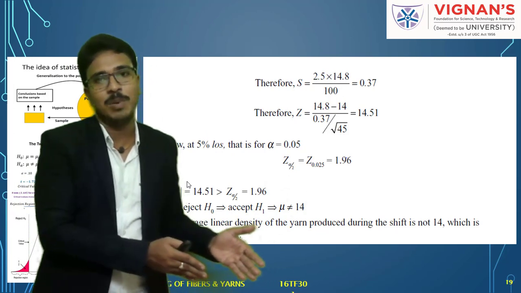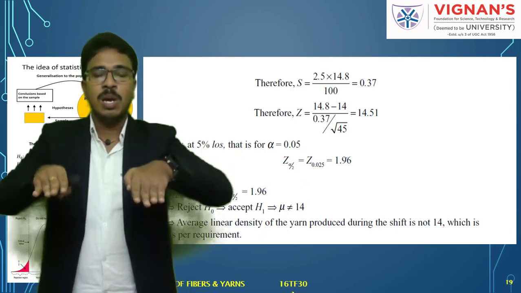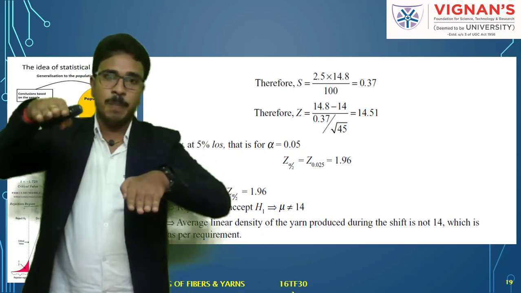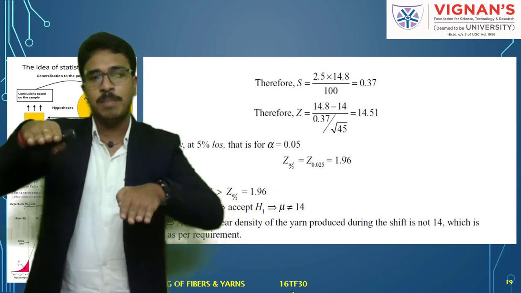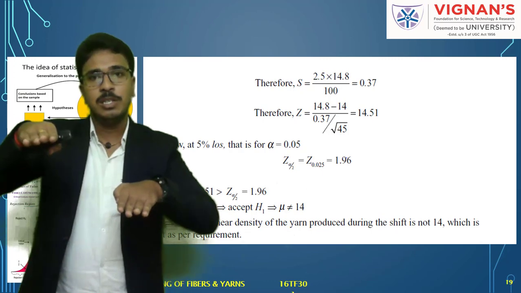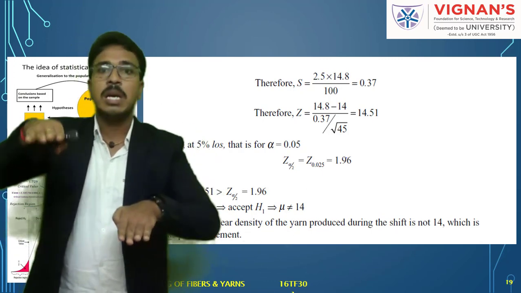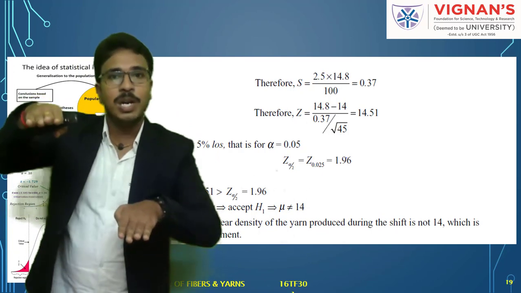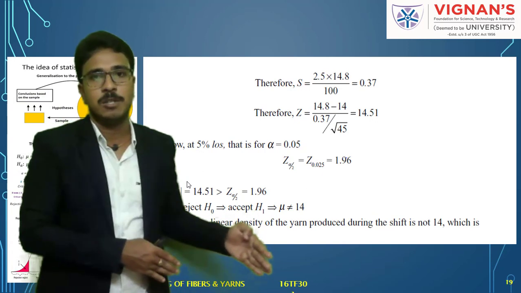That is the null hypothesis. For example, if your table value is low and calculated value is more, that time you have to reject your null hypothesis. For example, if your calculated value is 10 and table value is 5, what is the situation? What you have to do? You have to reject your H naught.